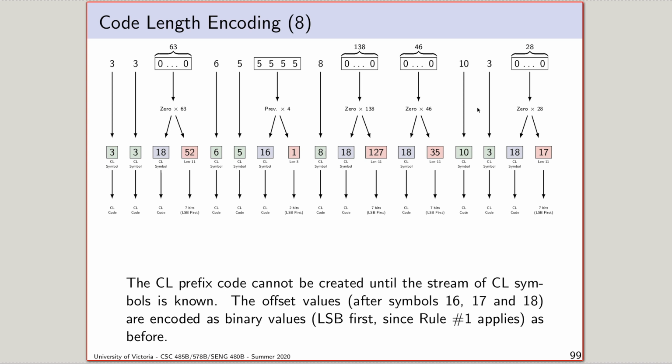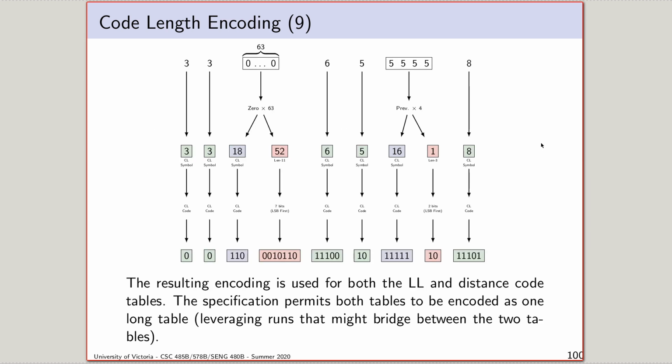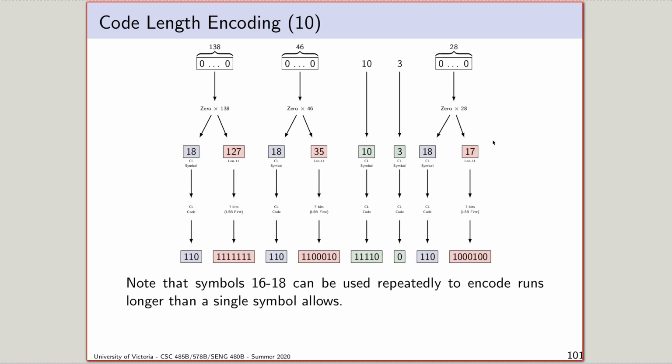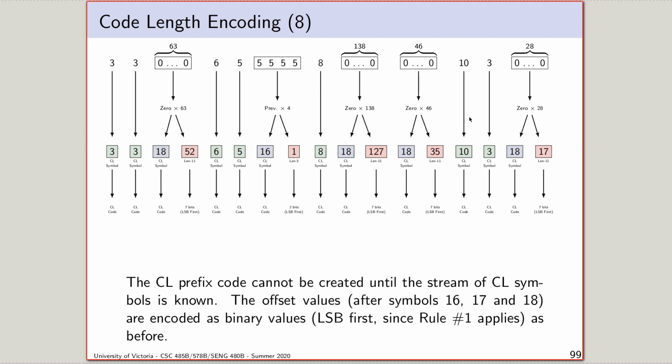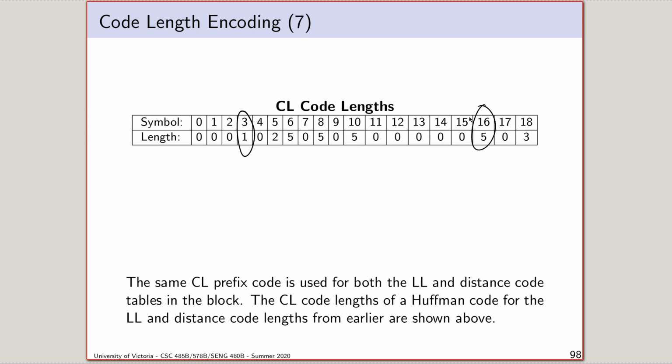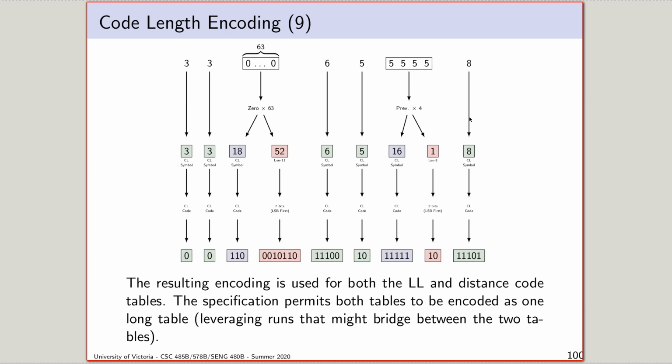So just to be clear here, I obviously don't know what the prefix code is until I have actually computed the stream of CL symbols for my length, my LL and my distance code table. So here is the sequence for the first half of the LL table. Here's the remainder of it, the sequence of CL values, and then here's the distance code table. But once I've done that, I can then use the resulting code, so what I computed here, to actually begin encoding.